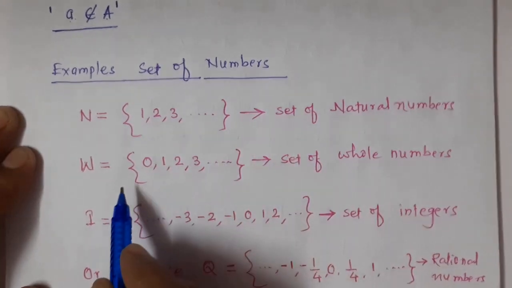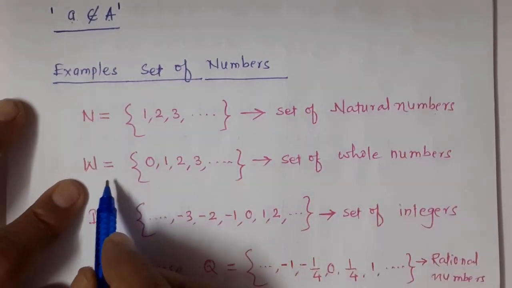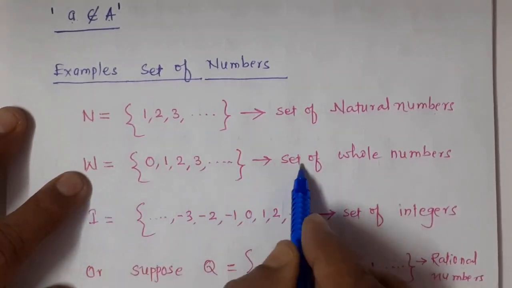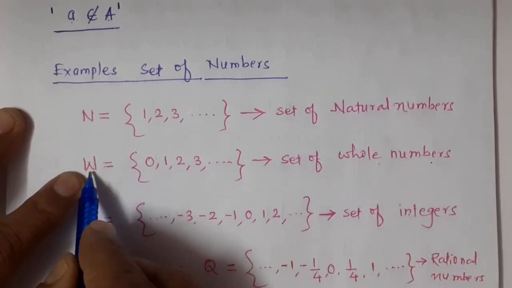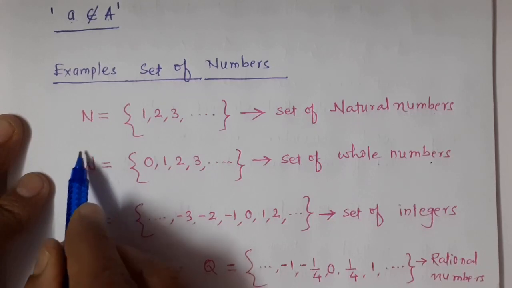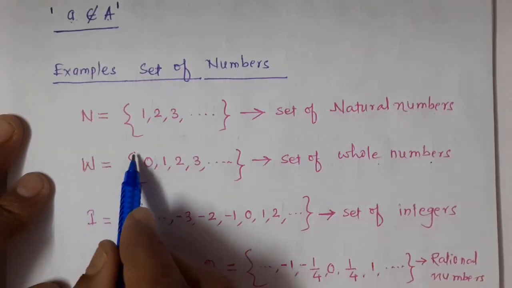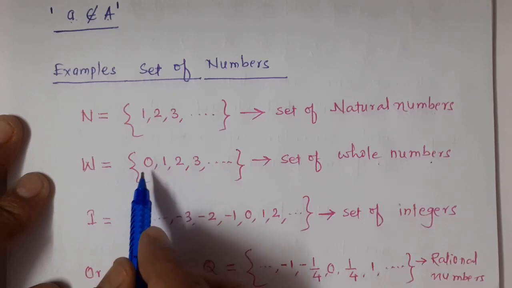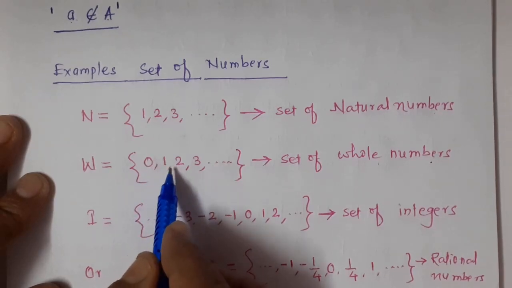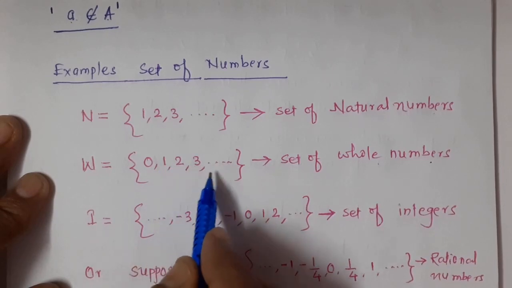Then if you have to represent the set of whole numbers, I am giving the name of the set as capital W, is equal to, you know that whole numbers start from 0, that's why I am showing that set as 0 comma 1 comma 2 comma 3 comma dot dot dot.